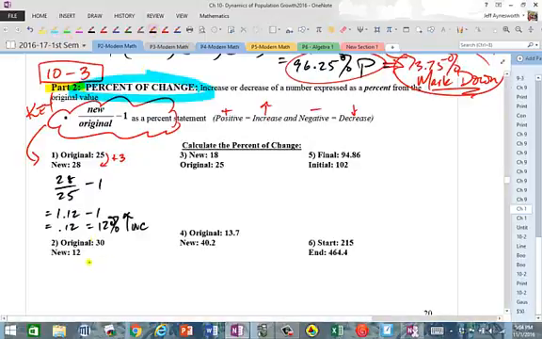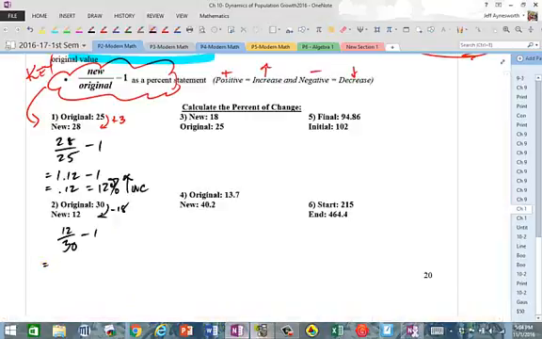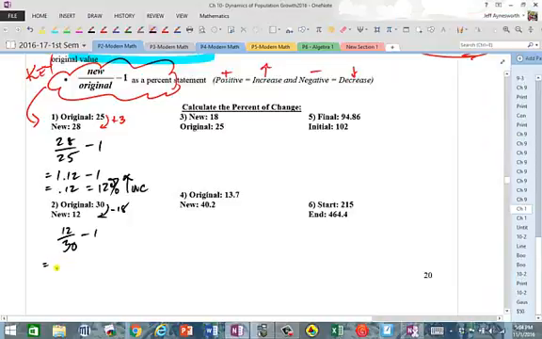Next one, number 2: from 30 to 12 is a decrease. A decrease of what? Well, 30 minus 12 is 18, so it's minus 18. You take the new value, 12, divided by 30, minus 1. So what does that equal? Let's figure it out as we always do. 12 divided by 30 is the decimal 0.4. Minus 1, or 100%, gives 0.6, or 60%, but it's negative. So we got 0.4 minus 1, which is negative 0.6, or negative 60%.